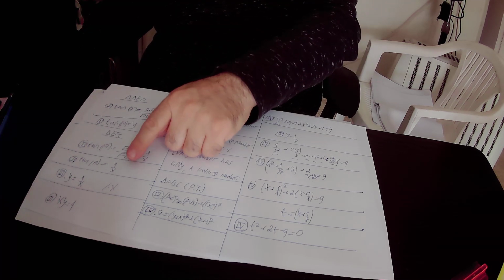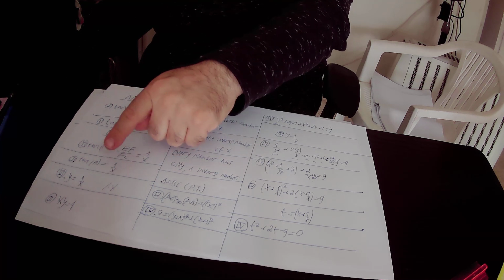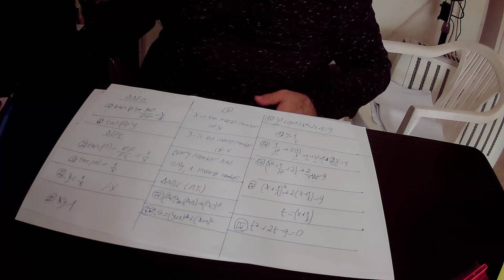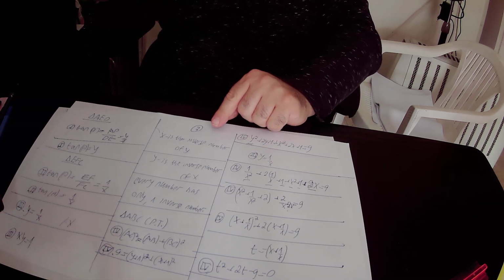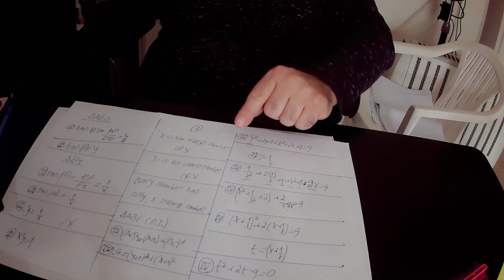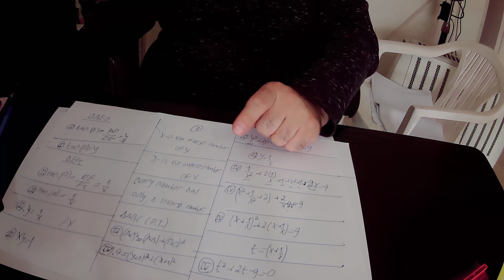We multiply equation number 3 by X, and we get that XY equals 1. Again, when you have two numbers whose product is 1, it means that each is the inverse number of the other. So we can write down that X is the inverse number of Y, and Y is the inverse number of X.